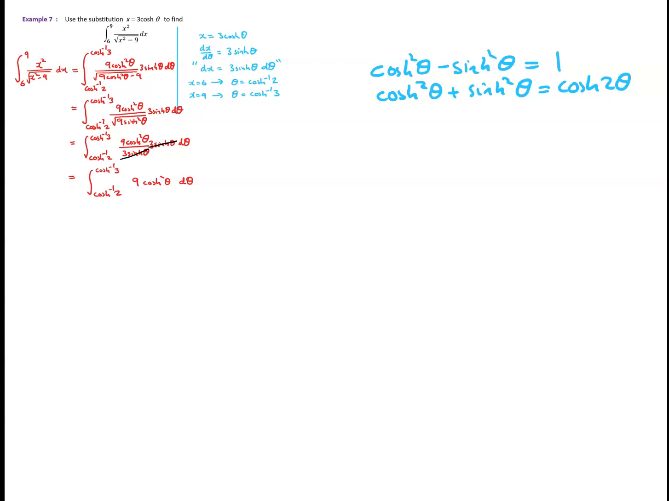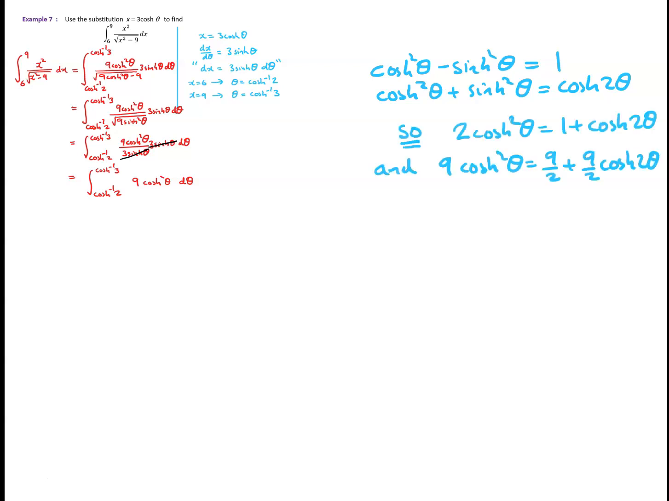Now, at this stage here, I need to remember my two identities, that cosh squared theta minus sinh squared theta is equal to 1, and cosh squared theta plus sinh squared theta is equal to cosh 2 theta. Adding those up together, I get 2 cosh squared theta equals 1 plus cosh 2 theta. So 9 cosh squared theta is going to be 9 over 2 plus 9 over 2 cosh 2 theta.